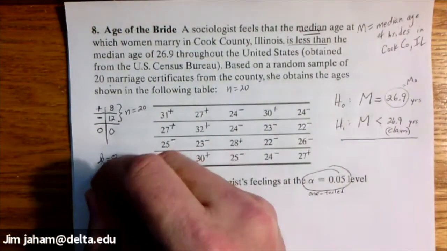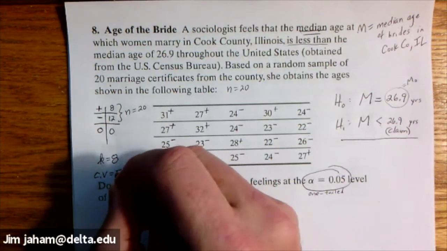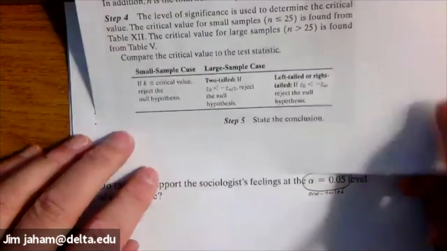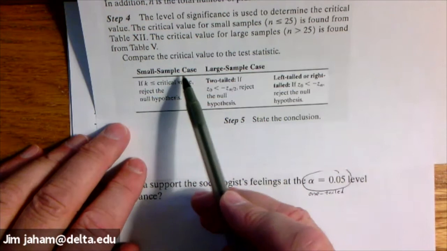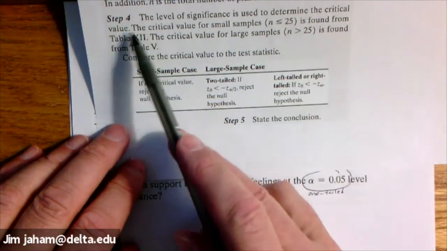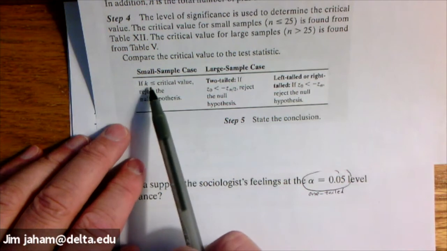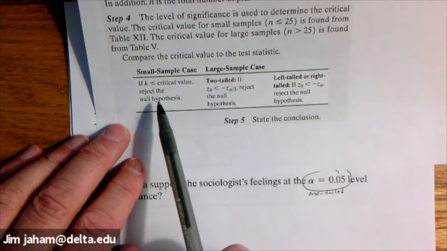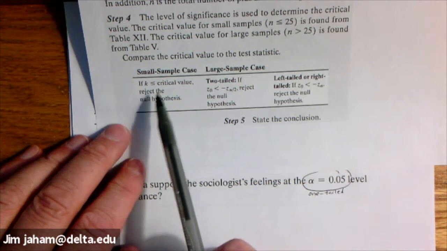So the critical value is equal to 5. And now the decision. Here's the decision for the small sample case. This is step 4. This is where we make the decision. If the K value is less than or equal to the critical value, then we reject. If this is not the case, then we do not reject.